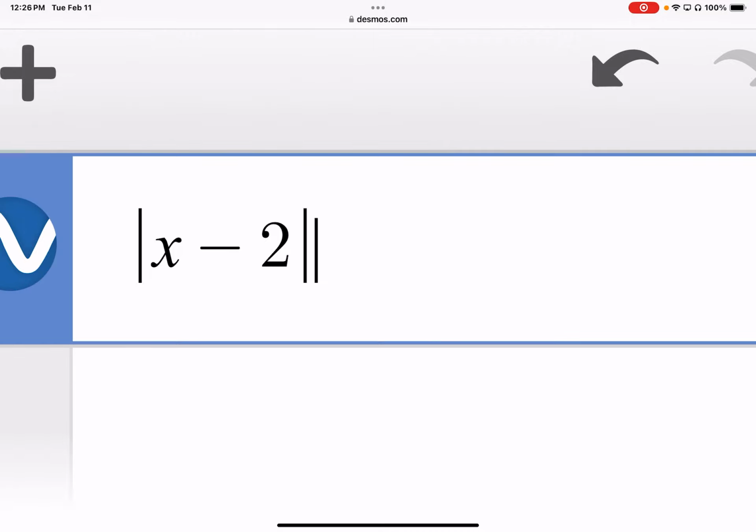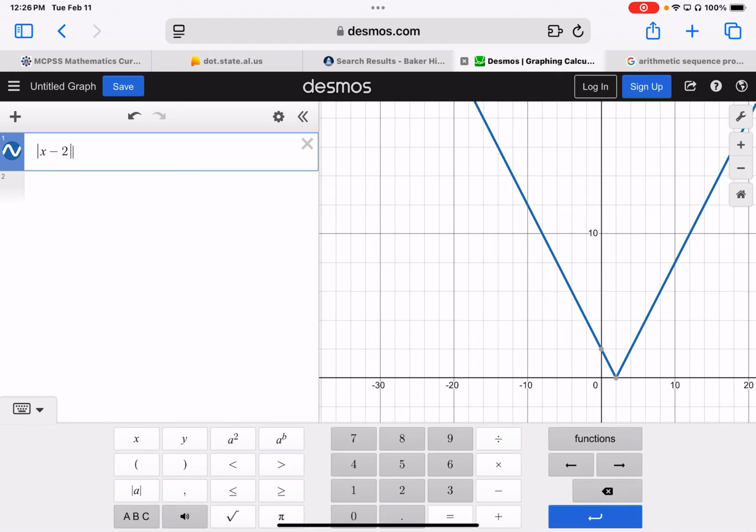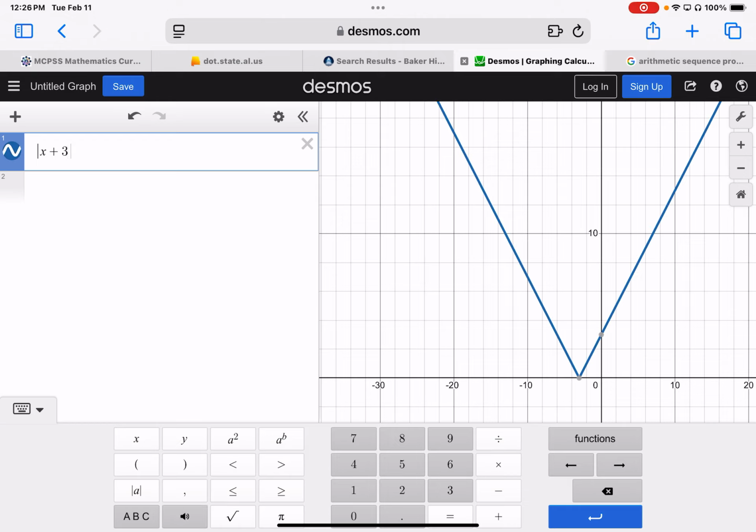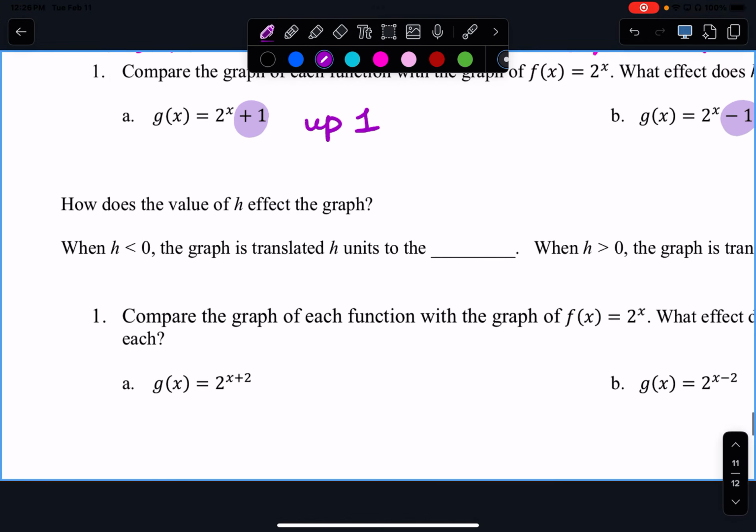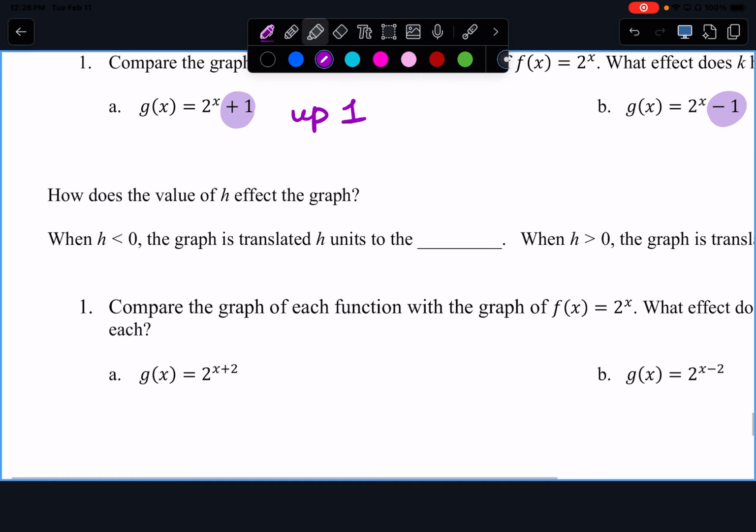Now if I change that and make it plus 3, which way does that move it? To the left. Okay. Now, let's write all this out. So how does the value of h affect the graph? So we're going to put, this is a horizontal translation.